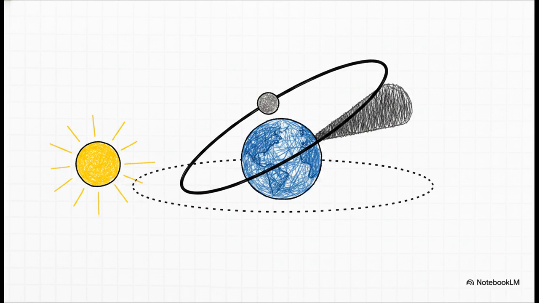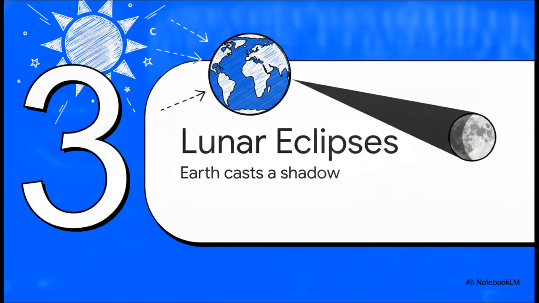It doesn't exist on the exact same plane as the Earth's orbit around the sun. Because of this slight tilt, getting a perfect straight-line alignment between the sun, the Earth, and the moon is actually quite rare. Most months, the moon's shadow just completely misses us, passing just above or just below the Earth. Section 3. Understanding lunar eclipses.